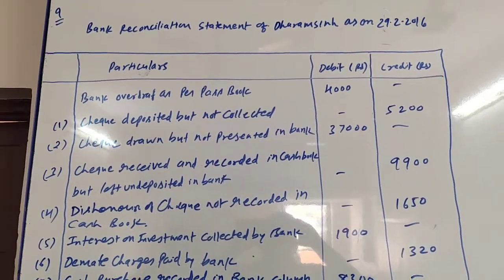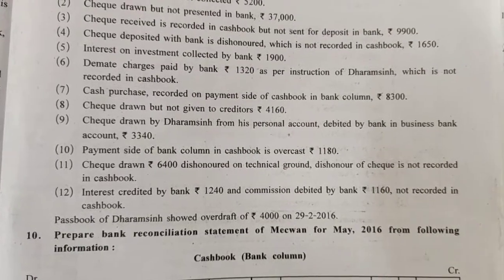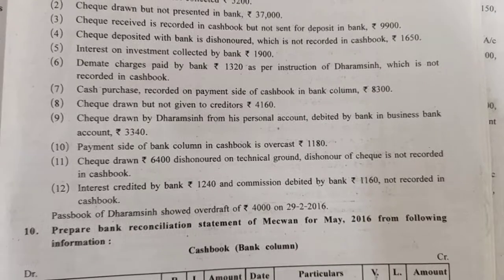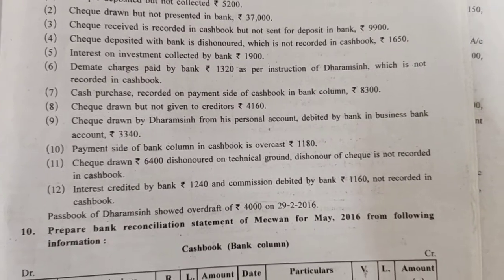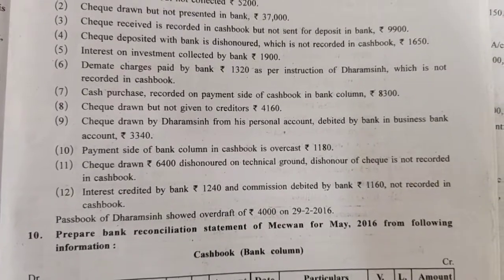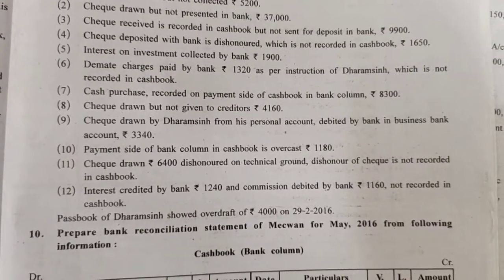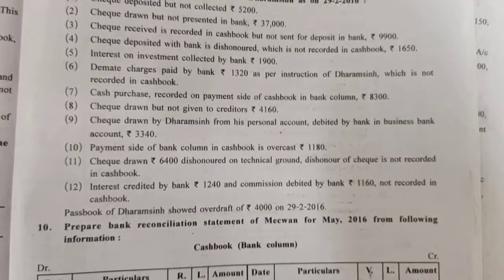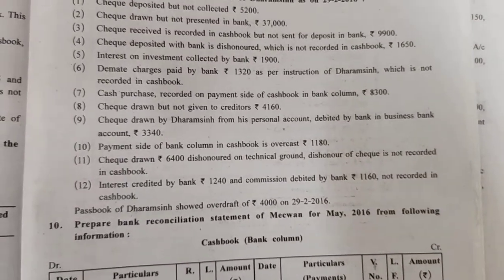Okay. Next, cash purchase recorded on payment side of cash book in bank column 8300. Friends, they want to tell us here that cash purchase, the purchase which was done for cash, that means goods was purchased and cash payment was done, but by mistake it has been recorded on the payment side of cash book. That means it is credited in bank column of cash book payment side, that is credit side. So we will be debiting this in our bank reconciliation statement.